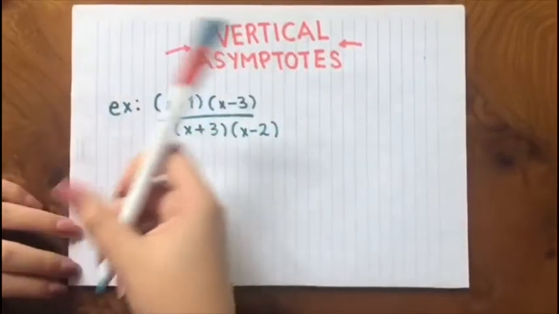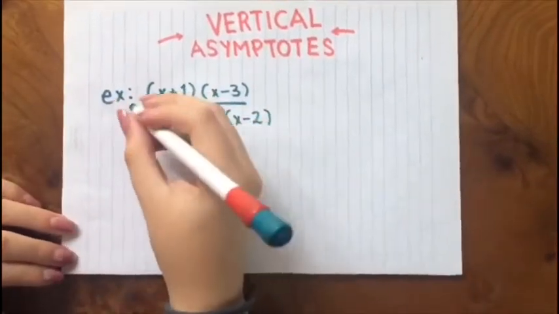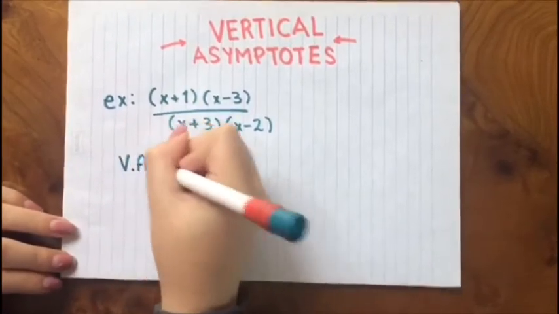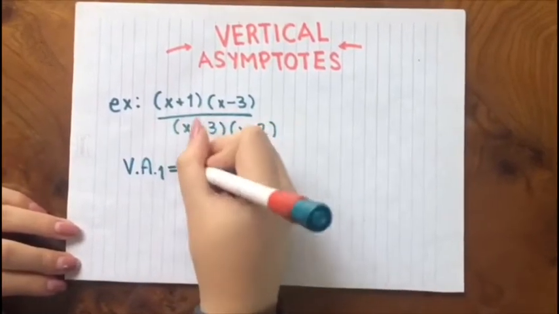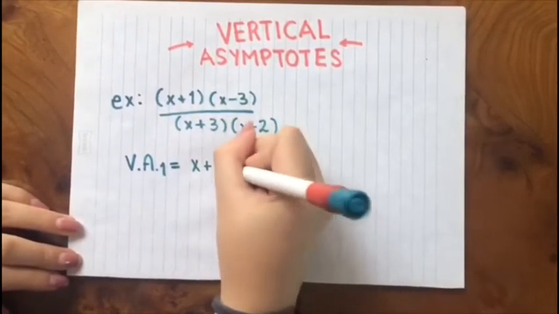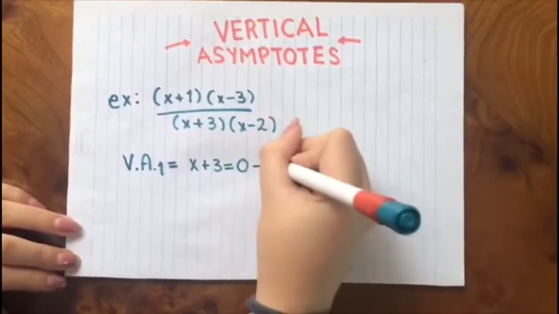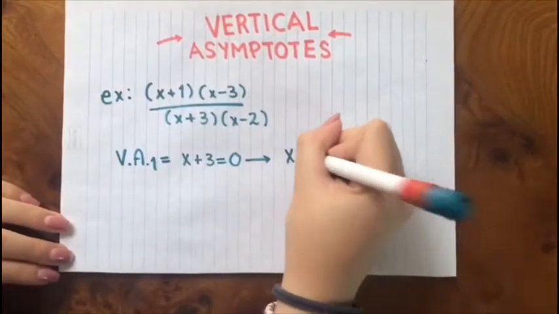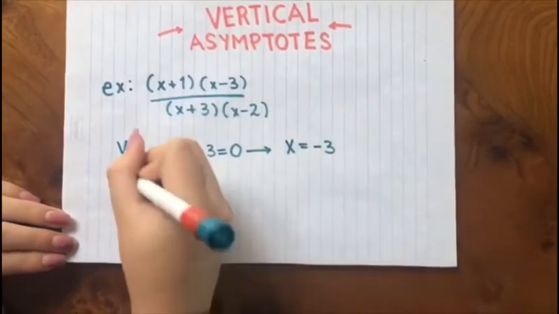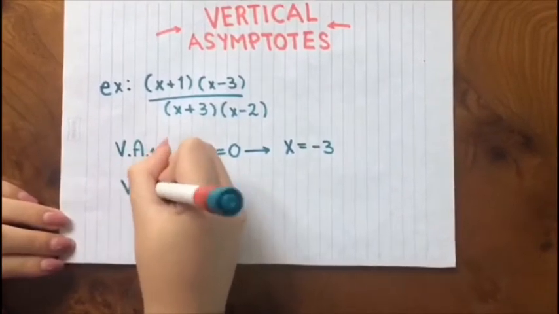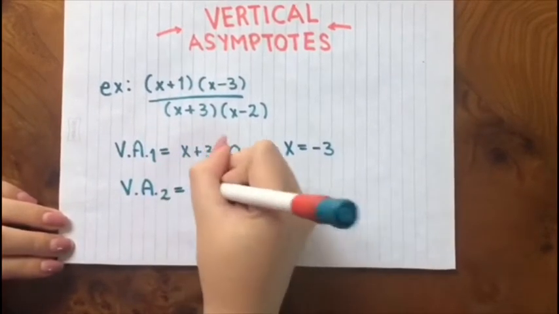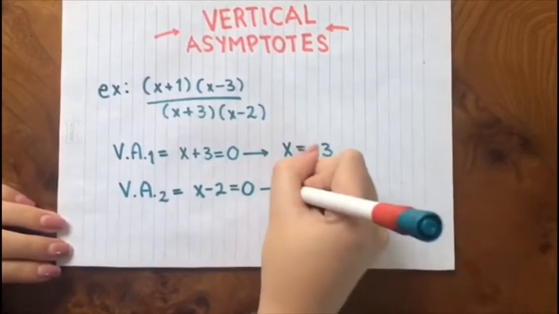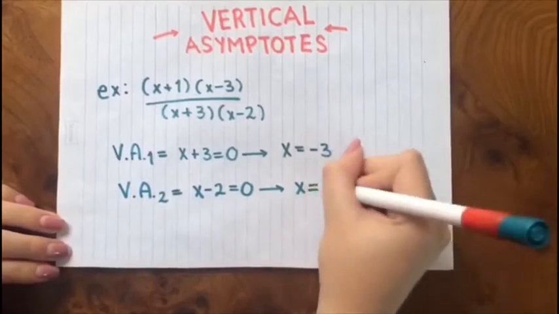Once you have already factorized a function, you're going to evaluate to 0 every factor. It will be x plus 3 is equal to 0, and later you will get the vertical asymptote number 1, and it will be minus 3. And the other, vertical asymptote number 2, is going to be the same. You have to evaluate to 0, and then you get 2.